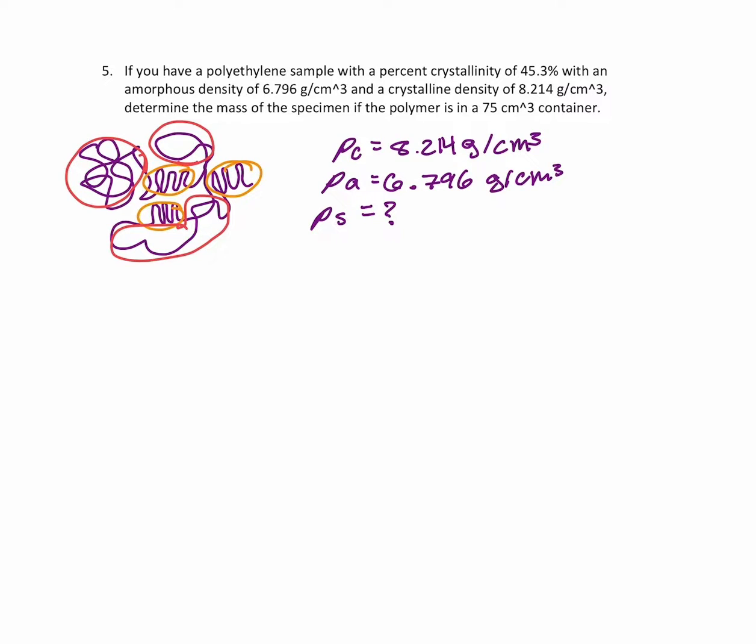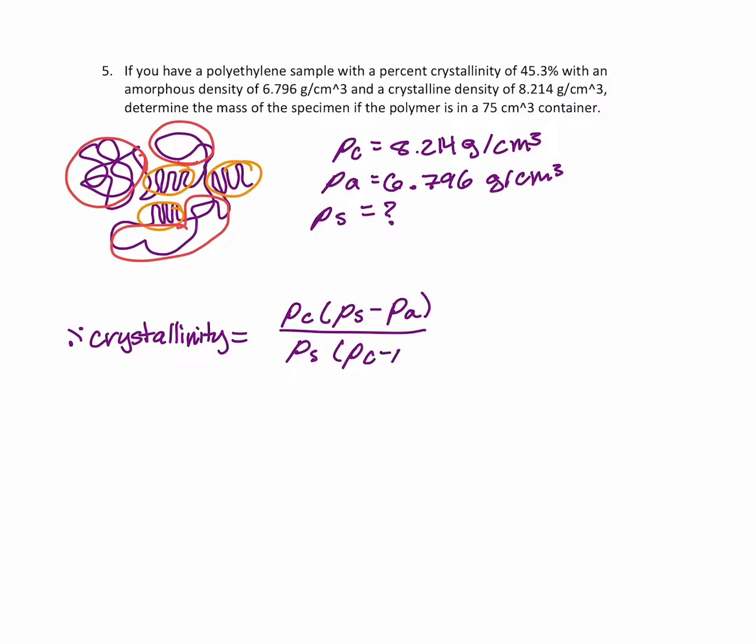So the equation that we're going to use is the percent crystallinity equation, which is going to be percent crystallinity is equal to the density of the crystalline region. The rho sub S here I'm using as solid. Some people use rho sub T for total. Solid makes more sense to me, so that's what we're going to use in this example. A, and then we've got rho sub S. All right, and that is our percent crystallinity equation.